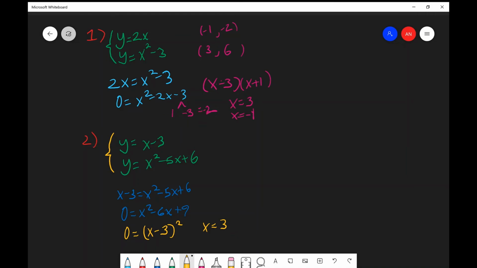So our solution will be 3 comma, so we have to substitute 3 back into the original equation. Let's do y is equal to x minus 3. 3 minus 3 is 0, so 3 comma 0 is our solution for the second one. That's it.